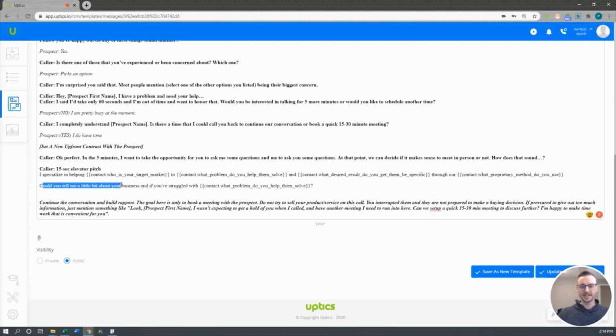Then just transition. You want to transition at that point, after your quick little elevator pitch, into a question for them. So, could you tell me a little bit about your business and if you've struggled with, and then insert a problem that you help them solve. Okay. So whatever problem you help them solve, just try to get them to open up a little bit at this point and start to talk about their problems and stuff like that. You want them to do most of the talking here.